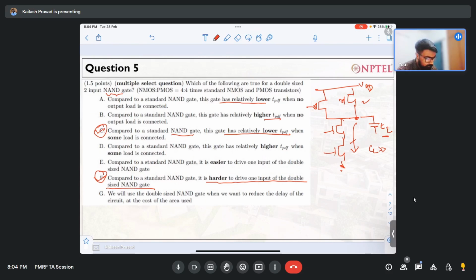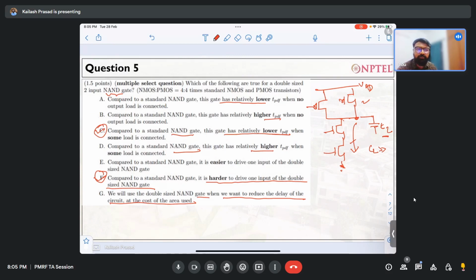Okay, now if you see over here, compared to standard delay, it will have relatively higher. No, it will be lower, right? Because load is there already. If you increase the size, the current increases, eventually the delay will reduce. And we will use the double size NAND gate when we want to reduce the delay of the circuit at the cost of the area used.